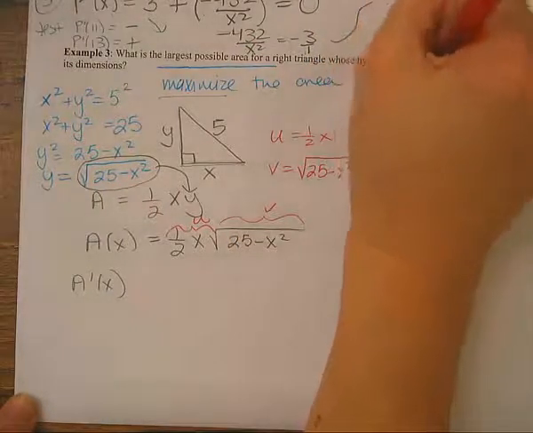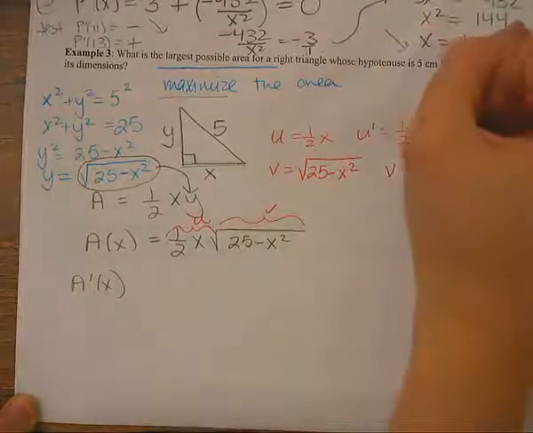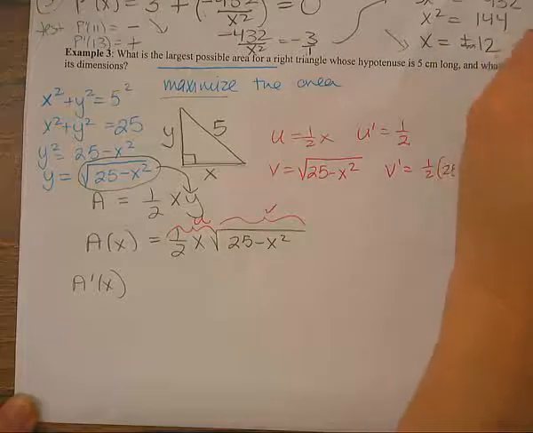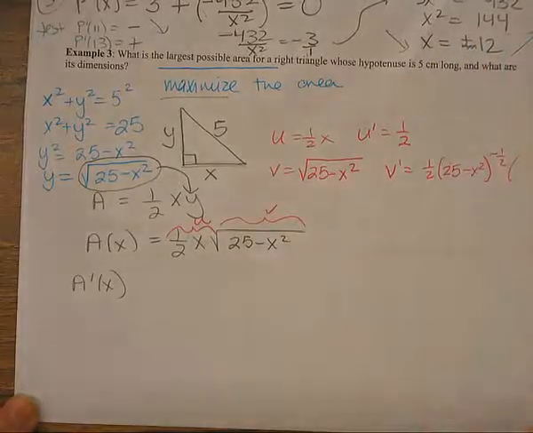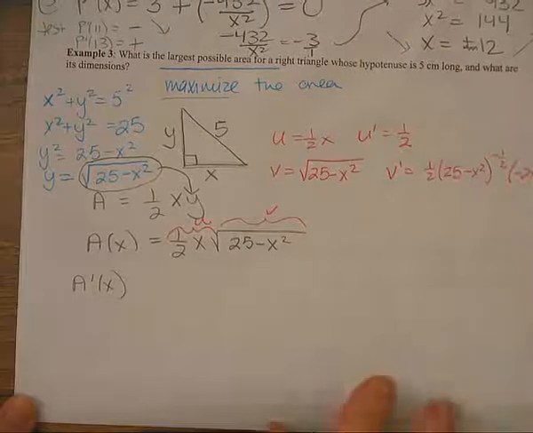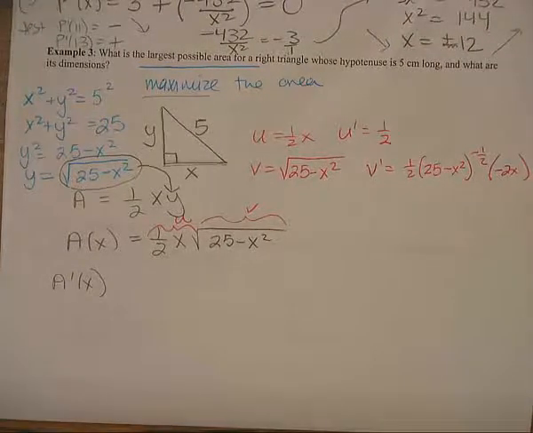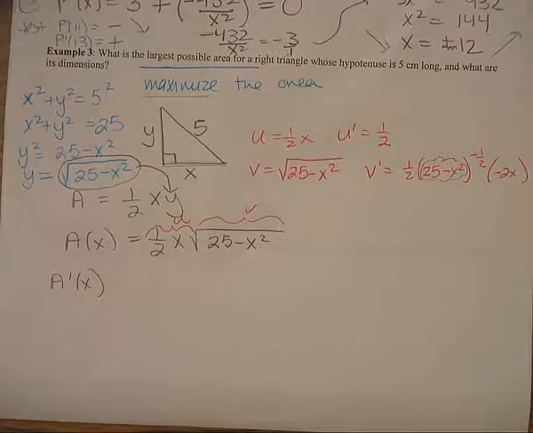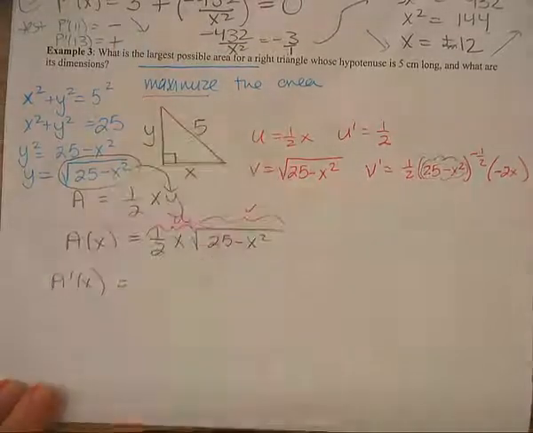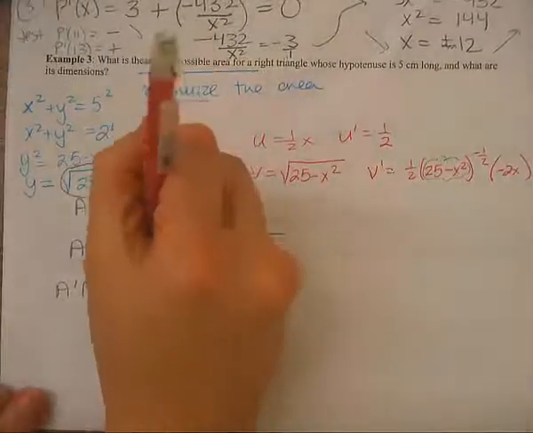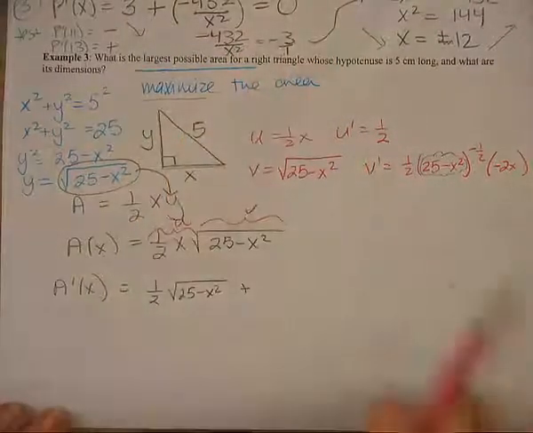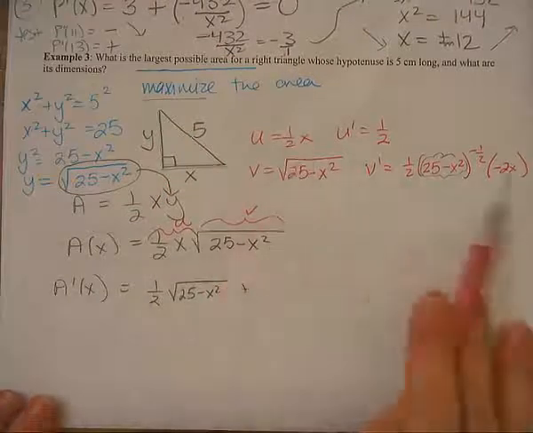U prime is 1/2, v prime is 1/2 times 25 minus x squared to the negative 1/2 times, chain rule here, negative 2x, because I had to multiply by the inside, the derivative of the inside blob. So then I'm going to do u prime v plus v prime u. And that'll be my derivative. So u prime v would be 1/2 times the square root of 25 minus x squared. V prime u would be 1/2 x times all of this.